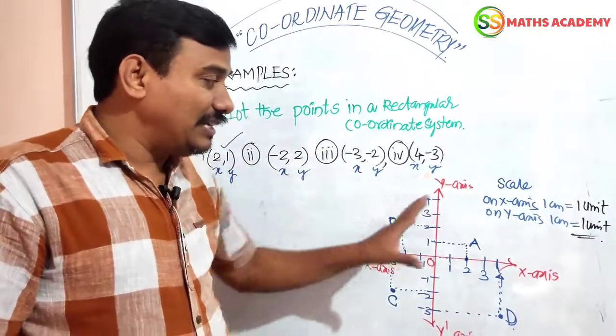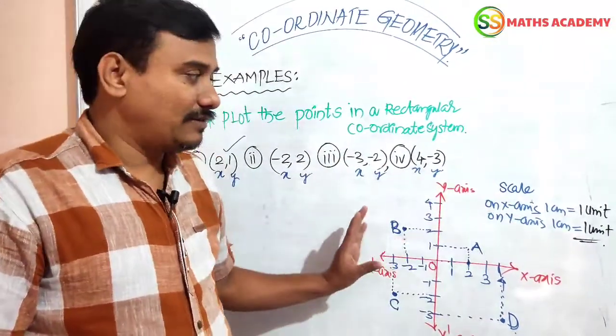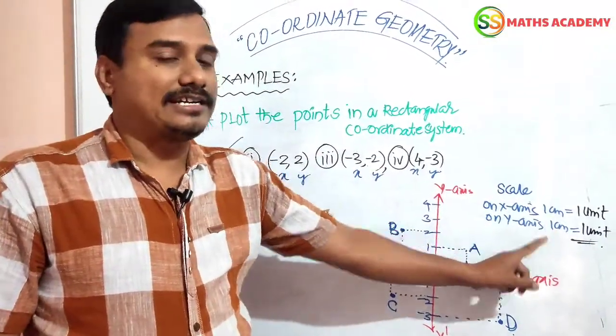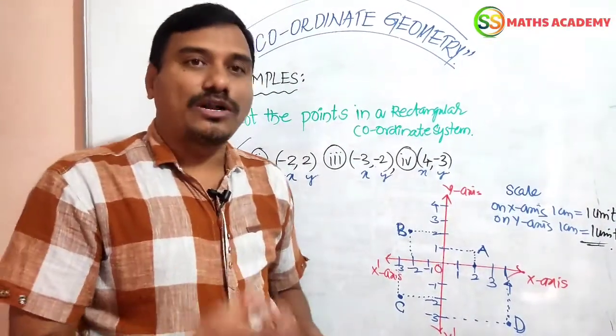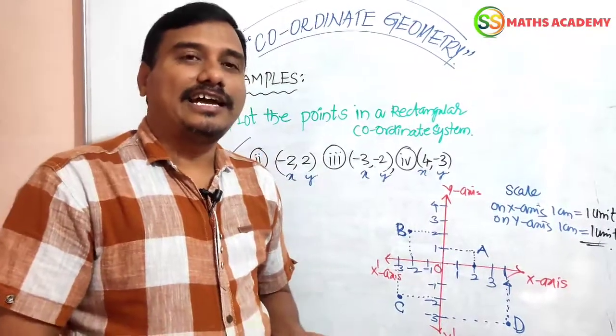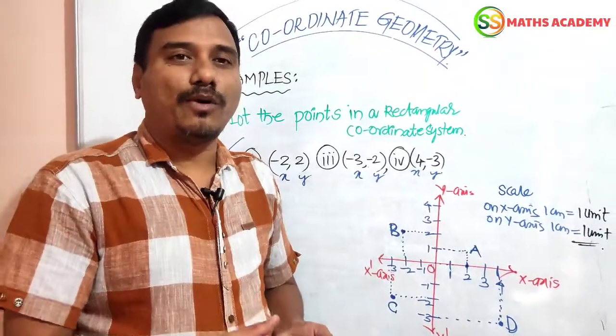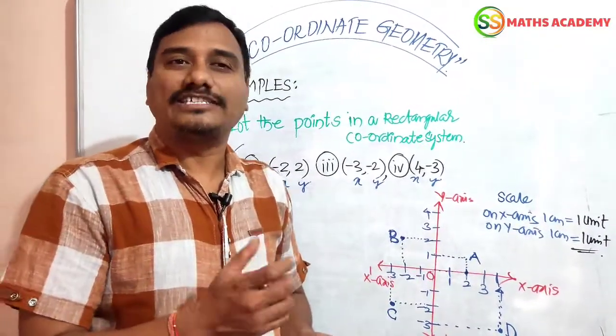We have to locate them in a Cartesian plane. The scale you should write, don't forget it here. Such kind of questions. Okay, now I will give you questions like these. Let us solve them and gain good knowledge about solved examples of coordinate geometry.